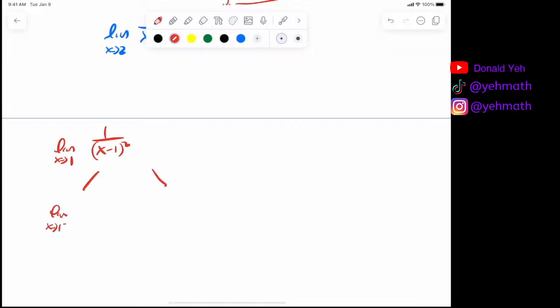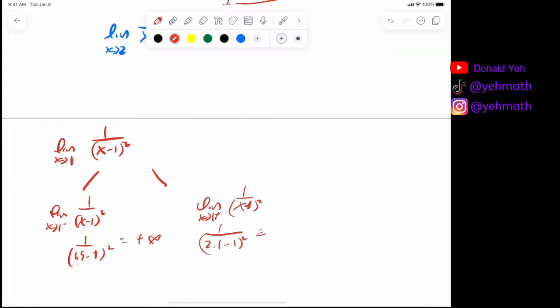The limit as x approaches 1 from the left. Now I'm going to plug in, say, 0.9 minus 1. So it's going to be negative 0.1, and squared, so that's going to be positive infinity. The limit as x approaches 1 from the positive side of 1 over x minus 1 squared. So it's going to be 1 over 1.1 minus 1 squared. So regardless, it's going to be positive infinity. So this is equal to positive infinity.